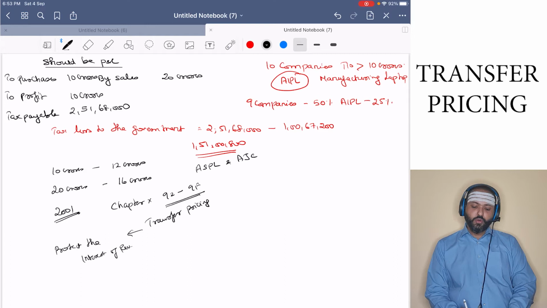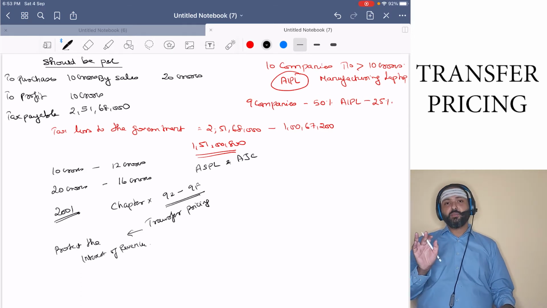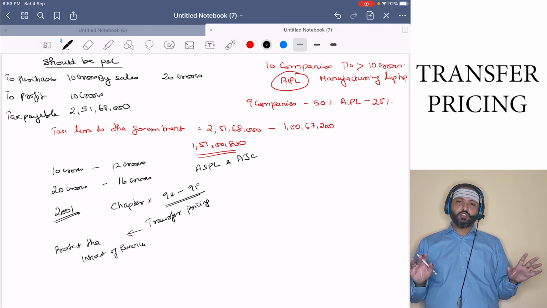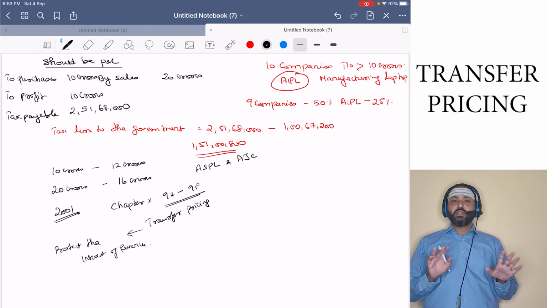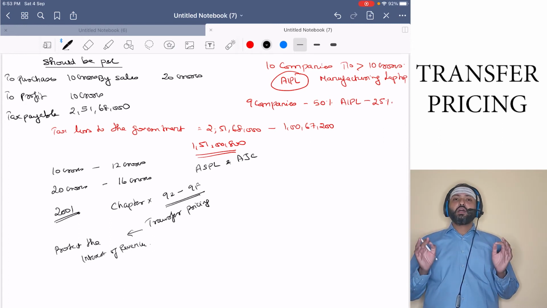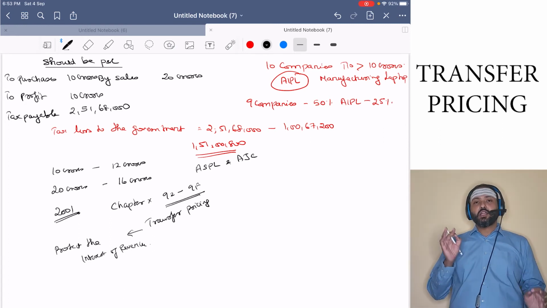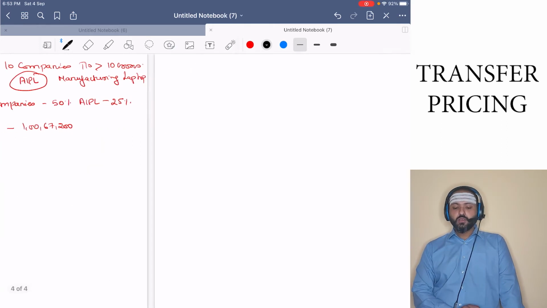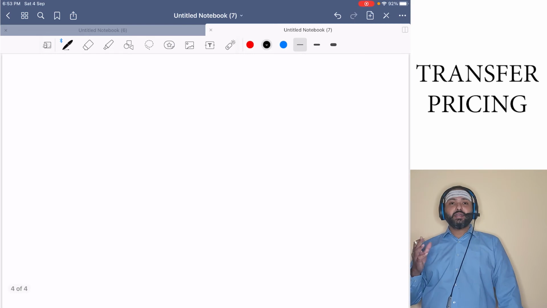So the entire provisions that we are going to study under this topic is to do what? To make sure that the country does not lose revenue because of such transactions. So the main focus is going to be on saving tax loss, because of certain transactions which are controlled by multinational companies. Now they wanted to give some clarity on these provisions.